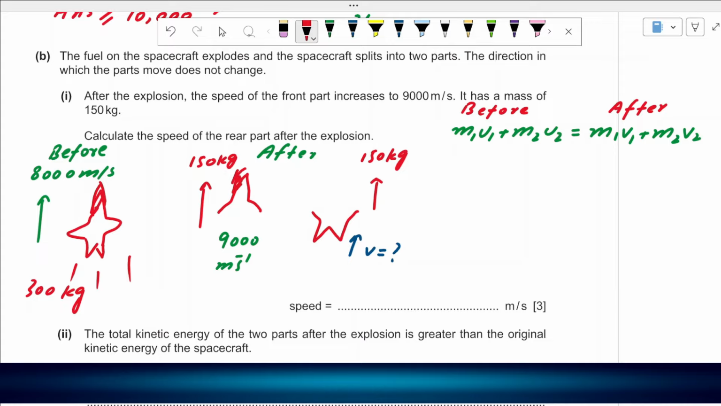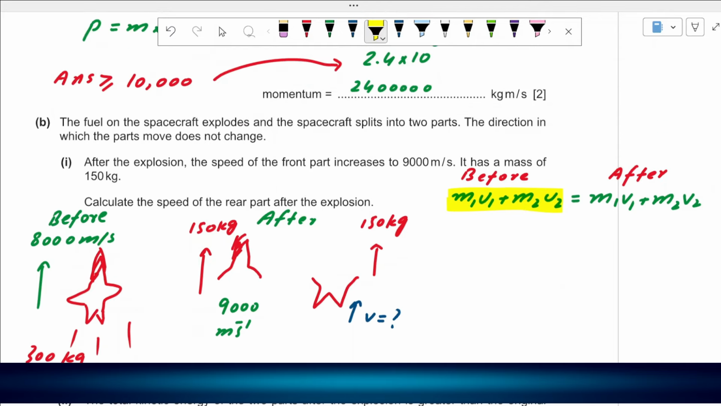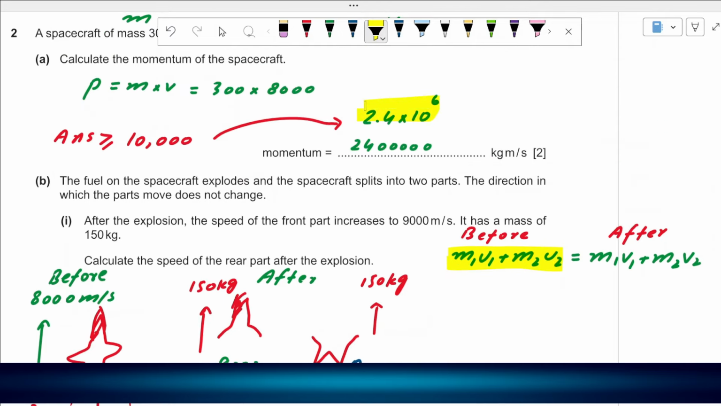Now, the thing is, do I need to insert the value of m1, u1, m2, u2? Matter of fact, we don't have two objects before the explosion. It was just a single object. And I don't need to insert the value of m1, u1. Matter of fact, I don't even have m2. It was just one piece before the explosion. But whatever the total momentum was before the explosion, we found that momentum already. It was 2.4 into 10 to the power 6. So on the left side, without inserting any value, I can simply write the momentum before the explosion, which is 2.4 into 10 to the power 6.